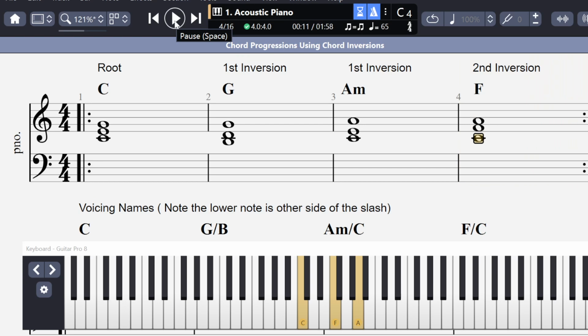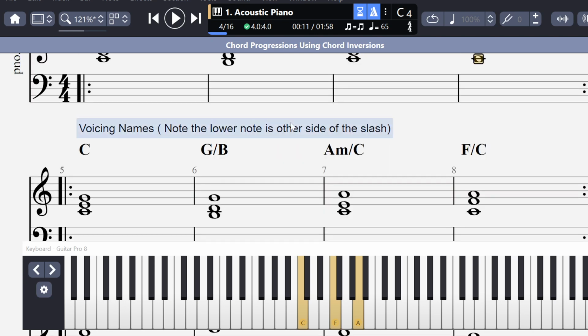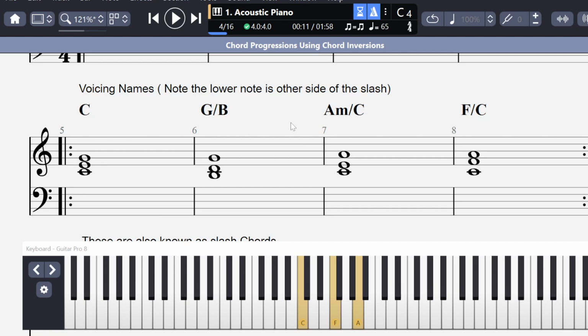Right, there you go. So that is the first example. Now we're going to look at the same chord progression. It's exactly the same. But you might see it written down like this.